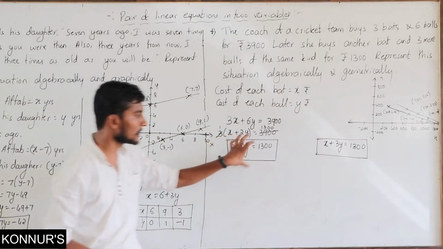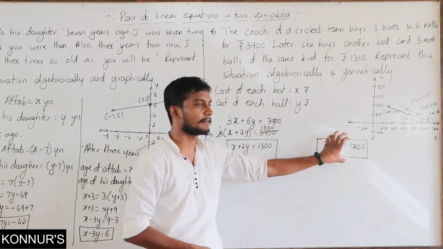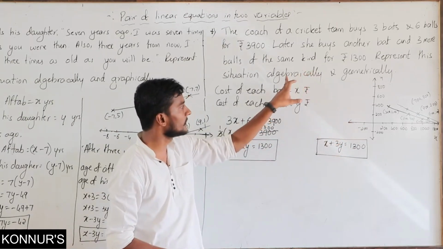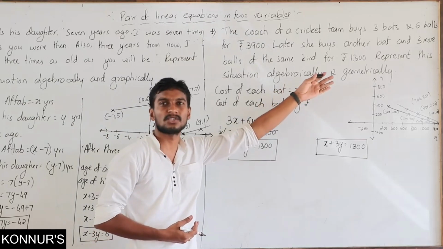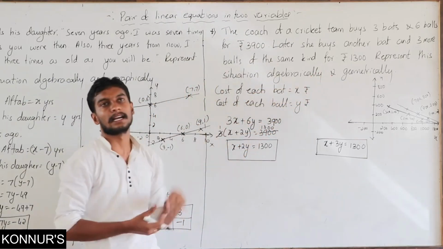So here we have got already 2 equations. One is x plus 2y is equal to 1,300, and another one is x plus 3y is equal to 1,300. So we have got now algebraically. So next we have to find graphically. It means geometrically. It means we have to put these values on the graph also.